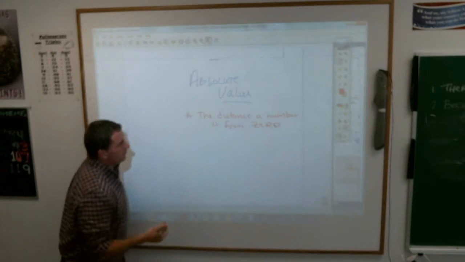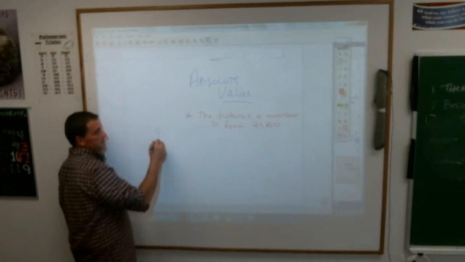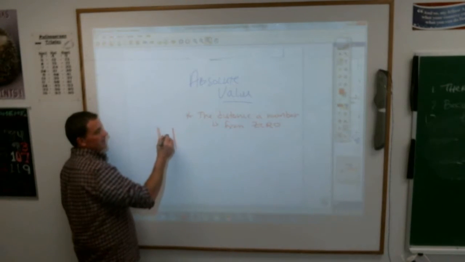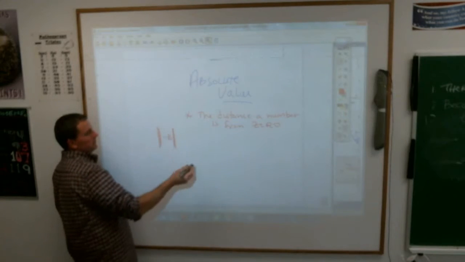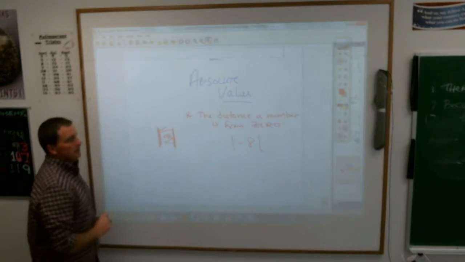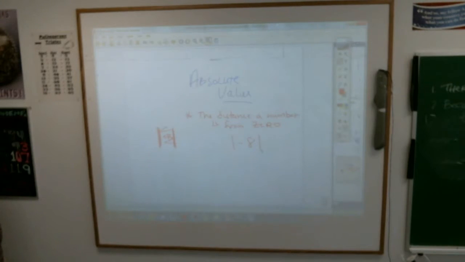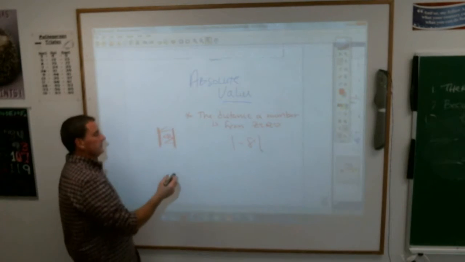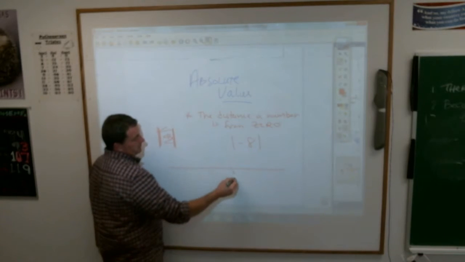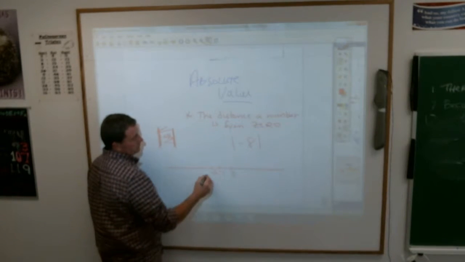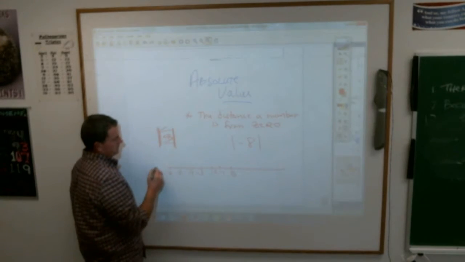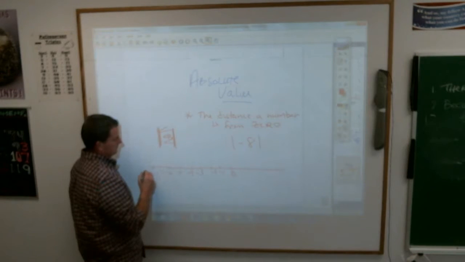By the way, the absolute value sign is this, just a straight up and down little goalpost looking thing. Let's see, I've got -8 in absolute value signs. What would the answer to that be? Well, let's look at it in terms of a number line here: 0, -1, -2, -3, -4, -5, -6, -7, -8.